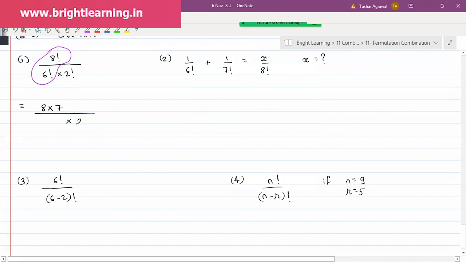8 into 7, this 2 factorial is 2 as it is. So where did that 6 factorial disappear? 6 factorial did not disappear, it got cancelled out. In the numerator 8 factorial it was 8, 7, 6, 5, 4, 3, 2, 1, and this 6 factorial in the denominator was 6, 5, 4, 3, 2, 1. So they got cancelled out among themselves. What remains is 8 into 7 upon 2, 56 upon 2. So that is 28. Second one is 64.